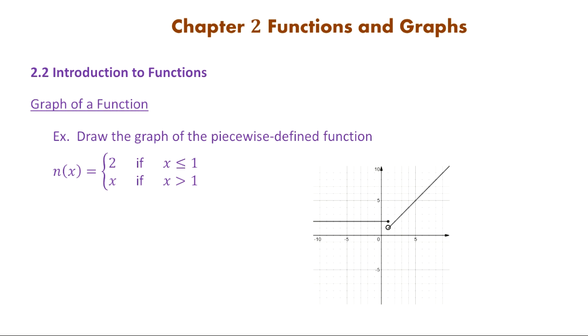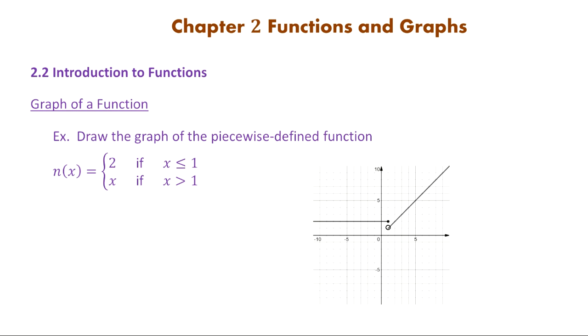Okay, so the first piece says n of x equal to 2, or y equal to 2. So the left piece will be a horizontal line at height 2. Remember, y equal to 2 is a horizontal line at y equal to 2. So that horizontal line shows the graph up to x equal to 1, and x equal to 1 is included in the first piece. So we get a closed circle, or dot, there.